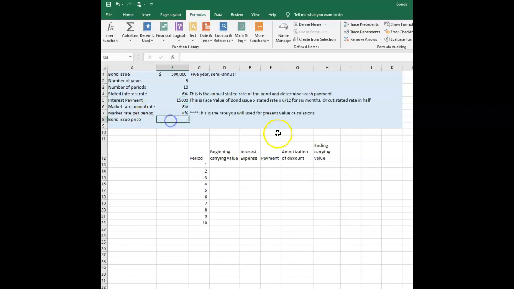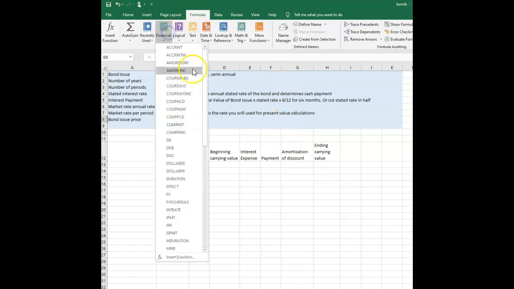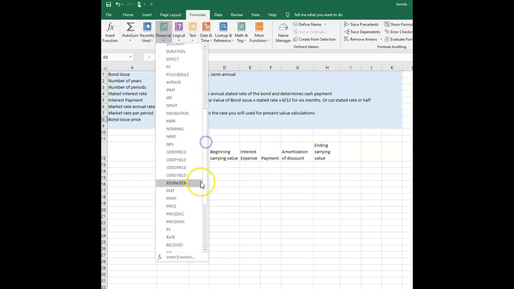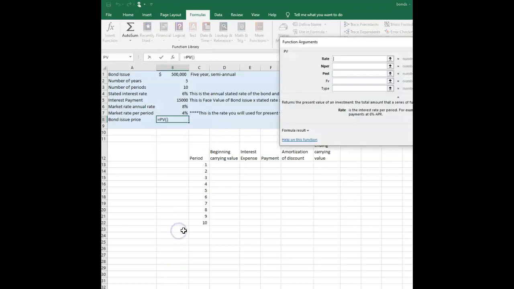In order to price the bond, we're going to go up here and click on formulas, and you can go to Financial and scroll down to PV, and you'll get the pop-up box. And the rate that we're using, remember, is the market rate. The number of periods. I'm putting the payment in as a negative. I'll explain why in a minute.